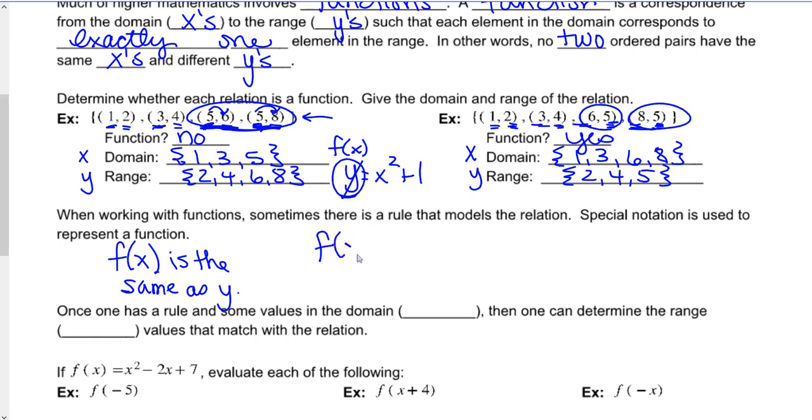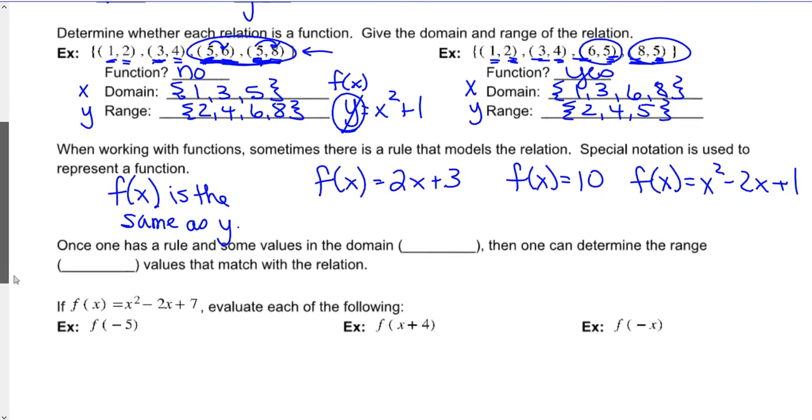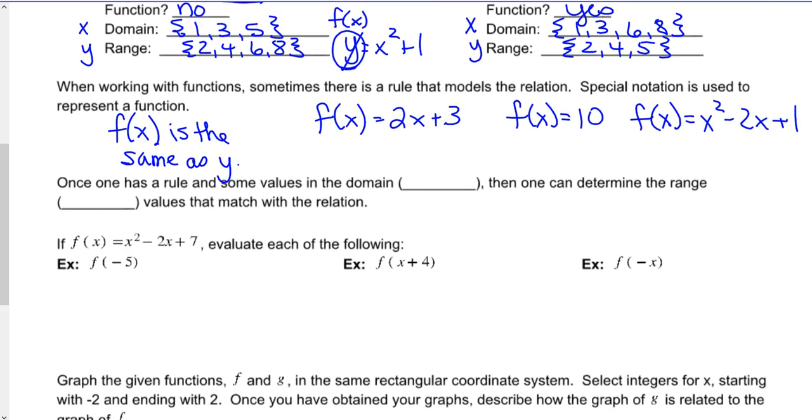So here's a couple examples of functions. I have f of x equals 2x plus 3. I could have f of x equals 10. That's a function. Y equals 10. That's a horizontal line, actually. I could also have things like f of x equals x squared minus 2x plus 1. Those are all functions and different types of functions, but they are all functions. So get used to seeing that f of x because we'll be using that quite a bit.